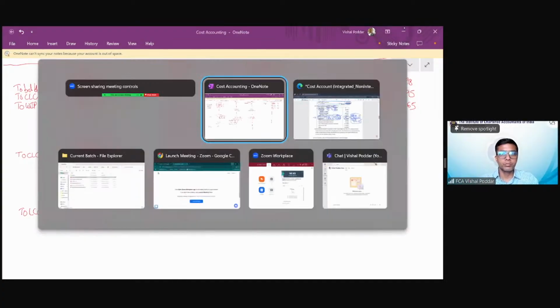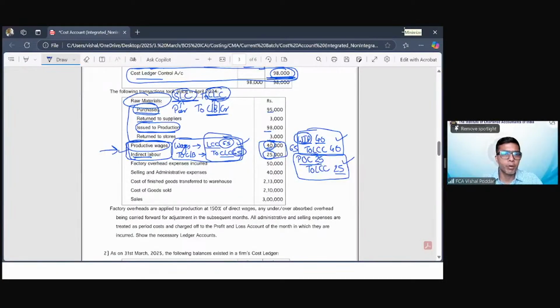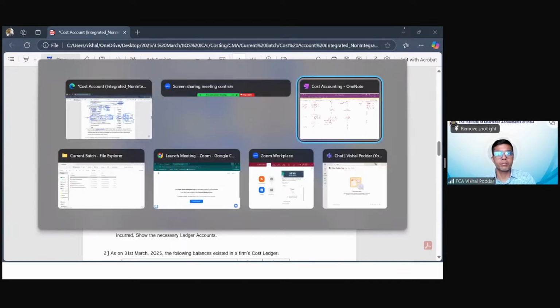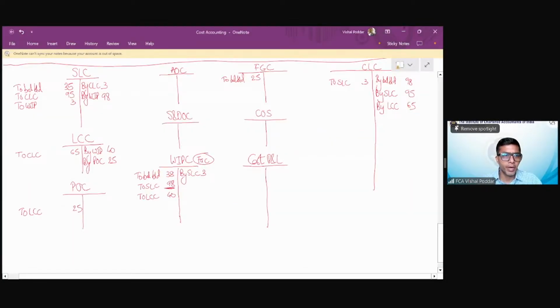Now, the second type of entry is also done, that is for labor. Then comes the entry for overheads. Now in overheads, firstly you have the entry for incurred, and then here you will have the entry for charging these overheads. So first I pass the entry for incurred. So factory overheads incurred is 50. So I debit my factory overheads, and since it is incurred, credit is CLC. In CLC, I'll write production overheads control.